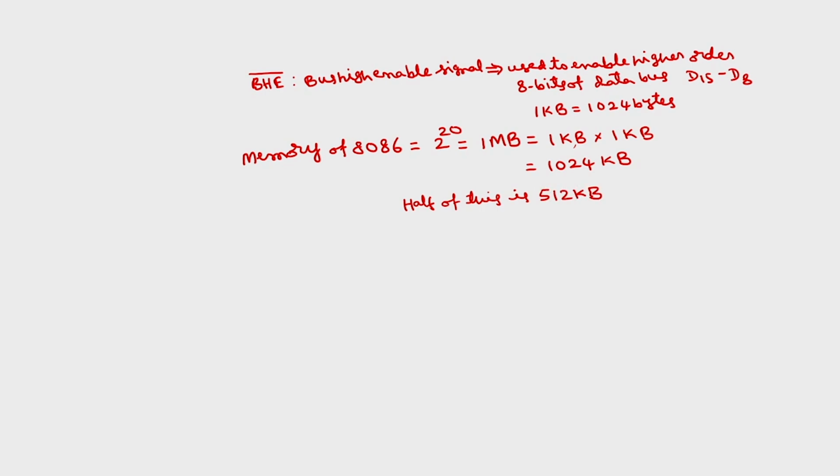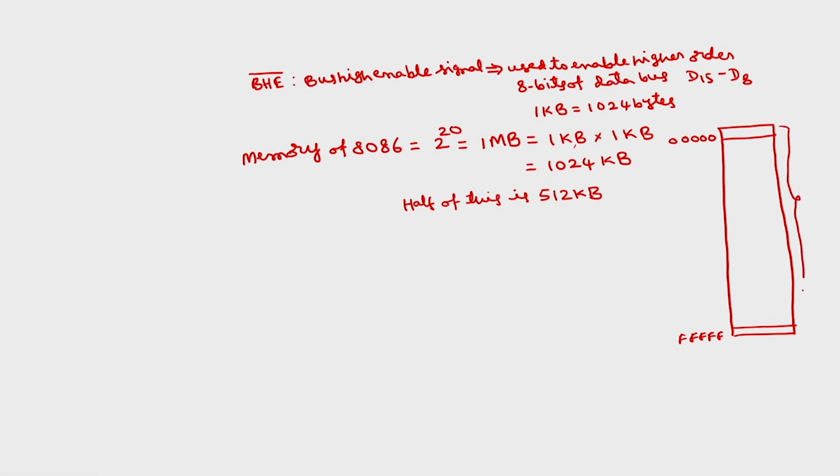So the total 1 megabyte of memory, which is 1024 kilobytes, will be divided. We have a 20-bit address line. The starting and ending addresses will be 00000H and FFFFFH. So this is the total 1 megabyte memory, which is 1024 kilobytes.